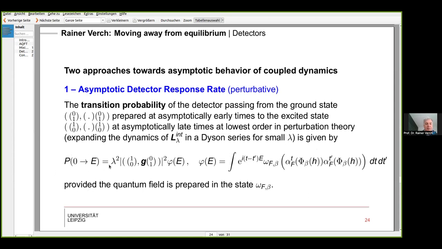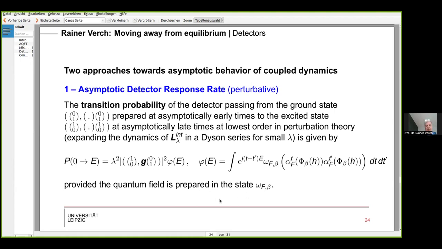So this is this transition probability. There appears lambda squared. There appears this transition factor for the detector, and you see here at this point it would not be so good if G did not have off-diagonal components, because then this factor would be 0. So we have excluded that. And then there is this factor phi e. And the factor phi e is given in this lowest order perturbation theory as this Fourier transform of the correlation function, the 2-point function actually, for the field which is prepared in a KMS state for the alpha T dynamics.